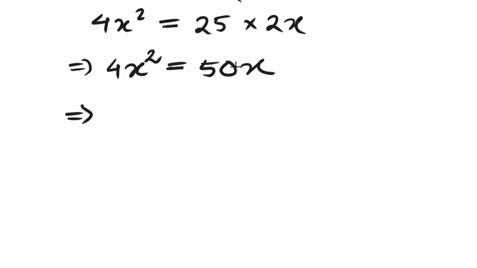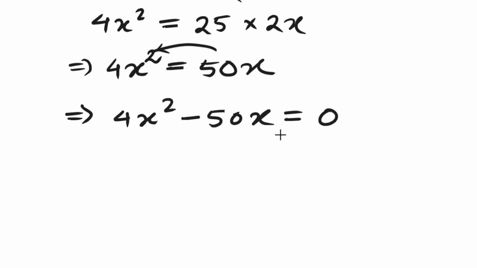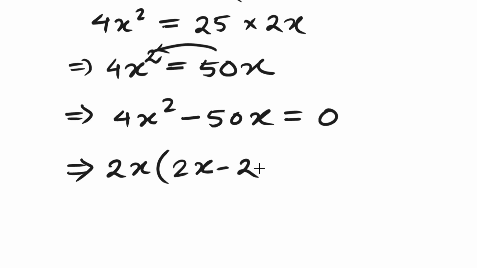Let's bring everything to one side so the equation is equal to 0. This gives us 4x squared minus 50x equals 0. Notice that both terms have a common factor of 2x, so let's factor it out. We get 2x multiplied by the quantity 2x minus 25 equals 0.